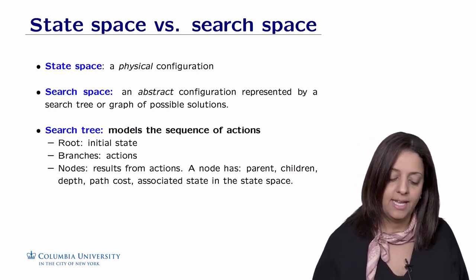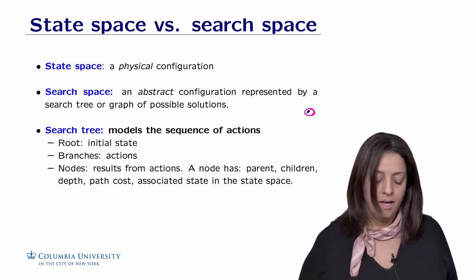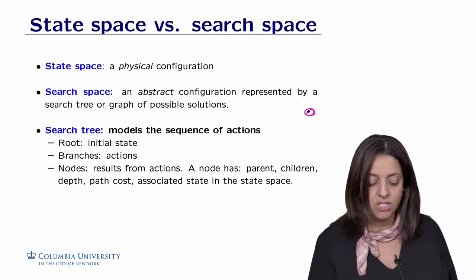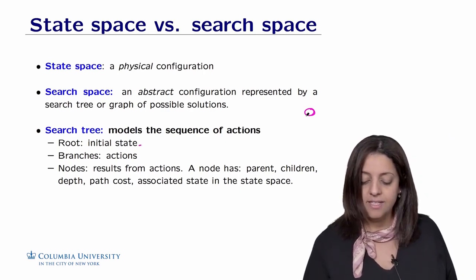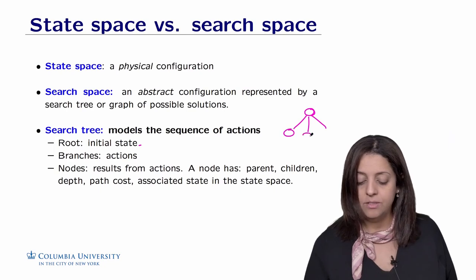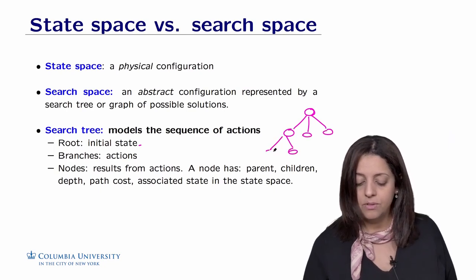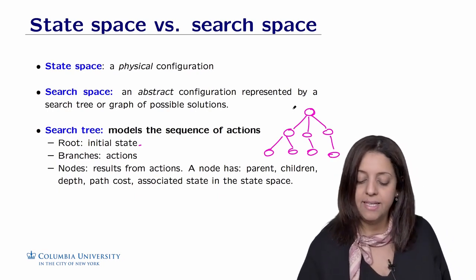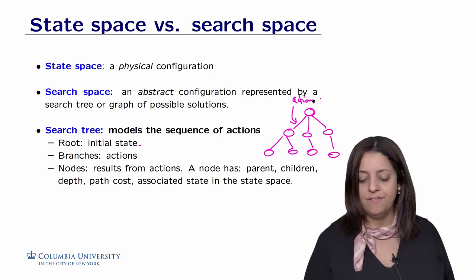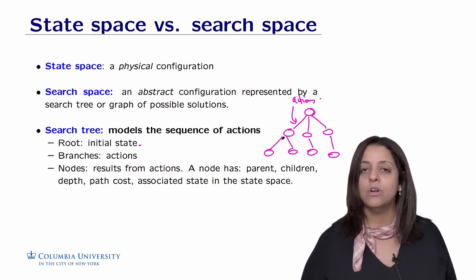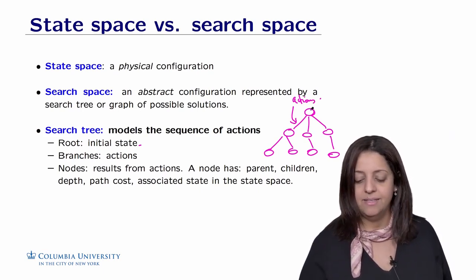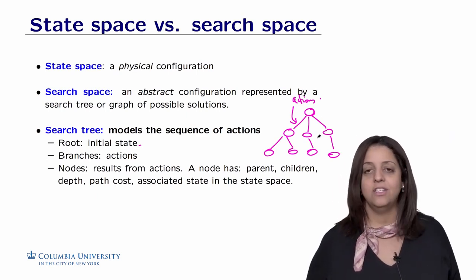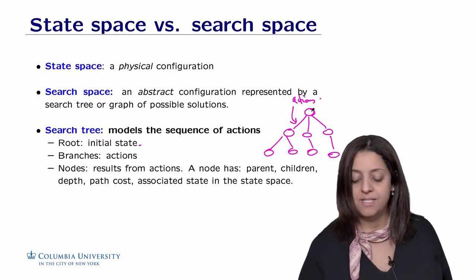A search tree would look something like this: the root represents the initial state. From the initial state, you have branches that lead you to other nodes that could also lead to other nodes. Okay? So the branches represent the actions that we could do. These are the actions, for example, drive from city A to city B, or just slide the tile on the 8 puzzle, if you know it. So the branches typically are the actions that you can do to move from one state to another.